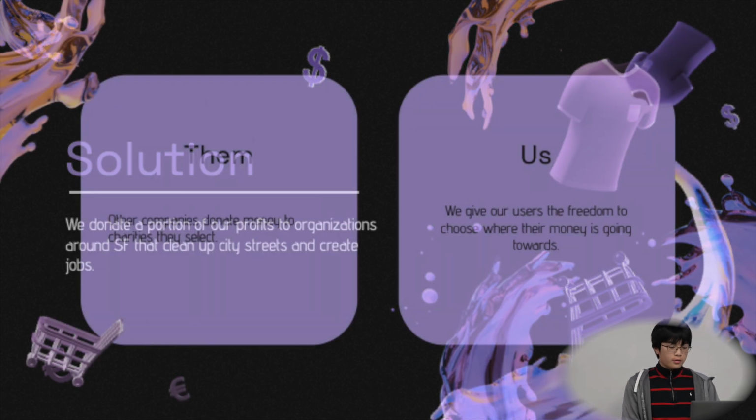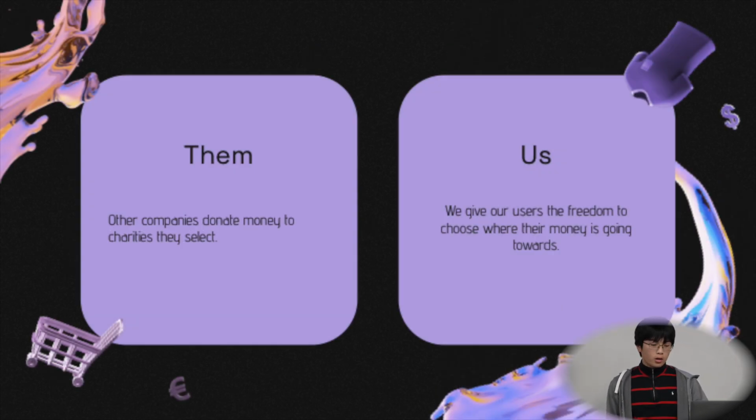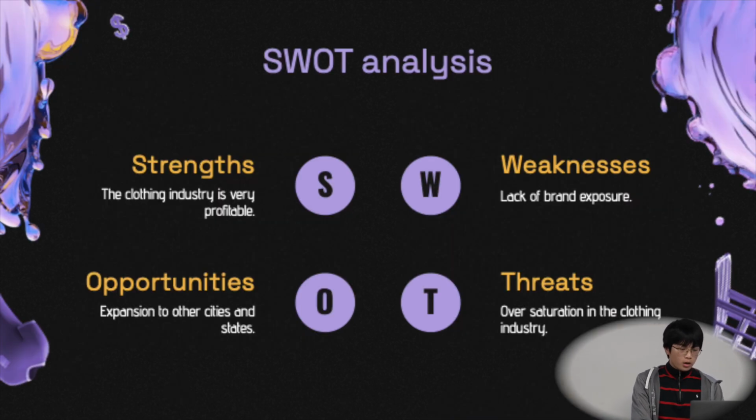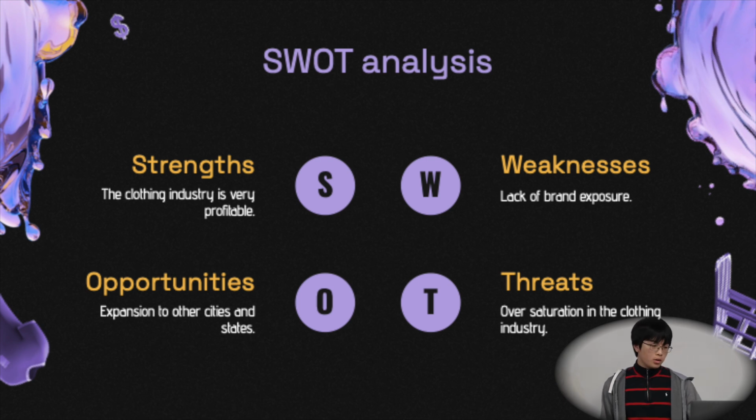And a lot of other companies also fund organizations. For example, Louis Vuitton once supported UNICEF, but we are going to let our customers choose which organizations they want to donate to. And for our SWOT analysis, we determined that a strength is that the clothing industry is very profitable. A weakness is that there's a lack of brand exposure. An opportunity is that we can expand to other cities and increase our sales, and a threat is that there are a lot of companies in the clothing industry.